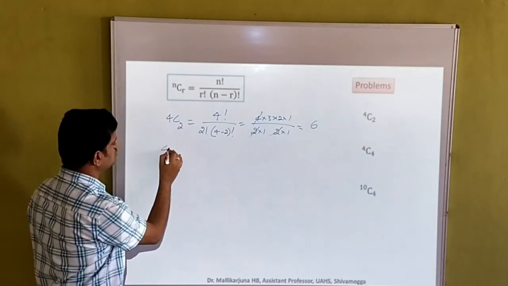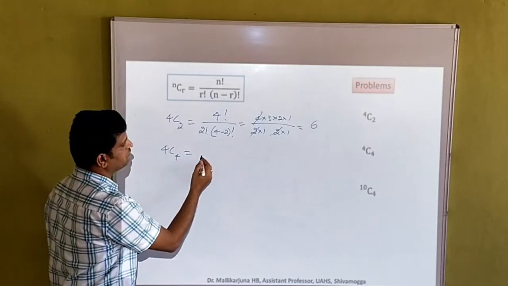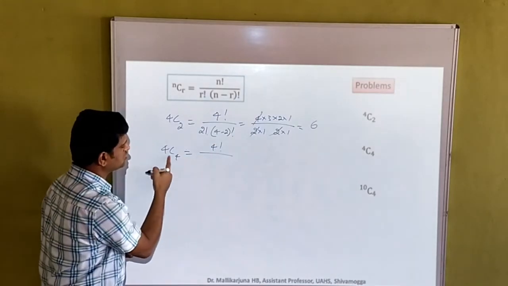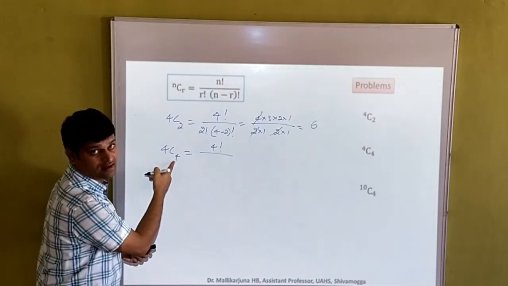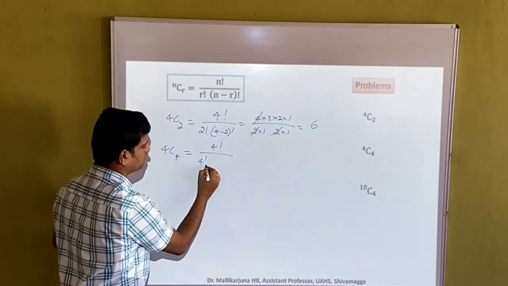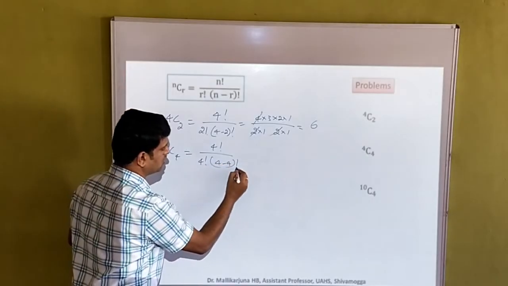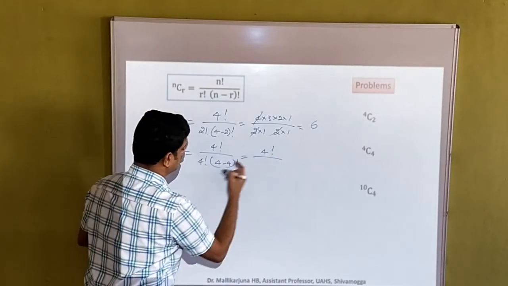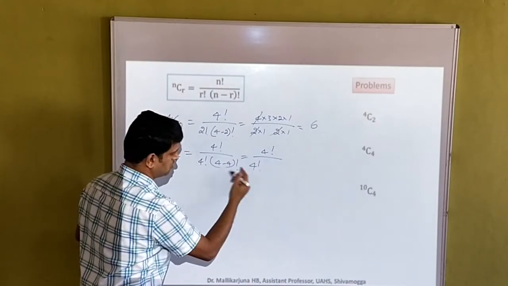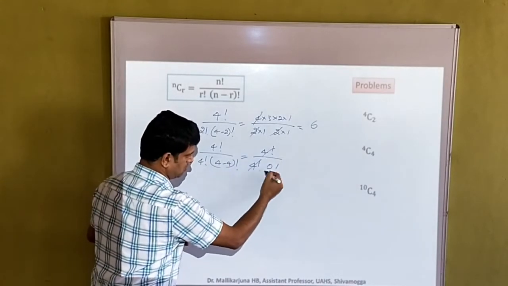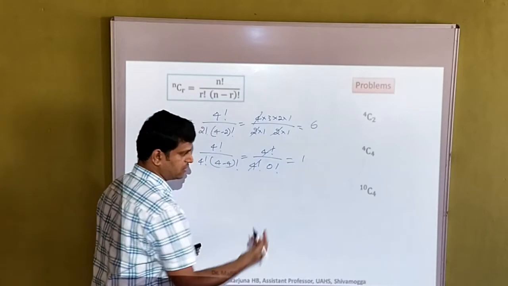Then 4C4. 4C4 is equal to 4 factorial divided by 4 factorial times (4 minus 4) factorial. Of course, this is nothing but nCn, we will get 1. 4 factorial by 4 factorial, and 0 factorial is 1, so the answer is 1.